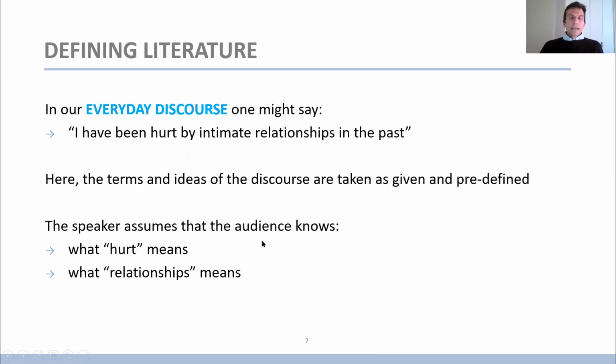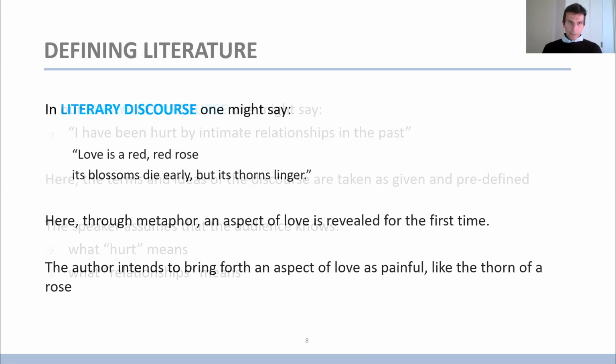Another example in our everyday discourse, we might say, I have been hurt by intimate relationships in the past. So very standard. Here the terms and the ideas of the discourse are taken as pre-given. We understand what hurt means, what relationships mean.